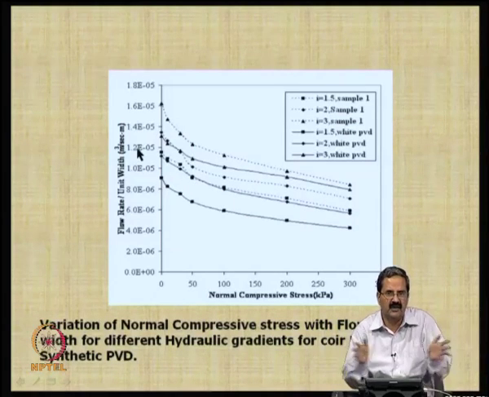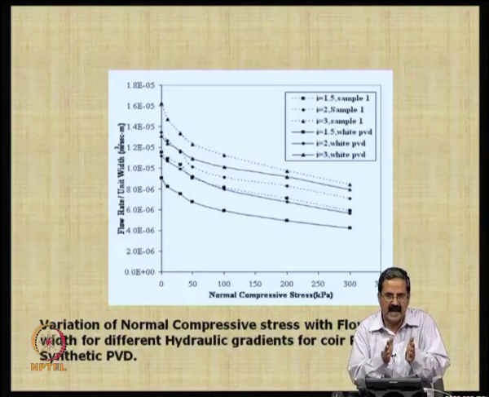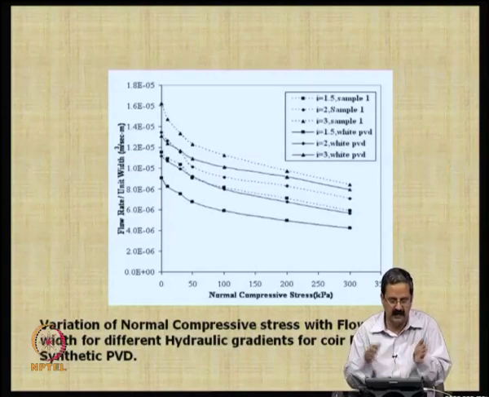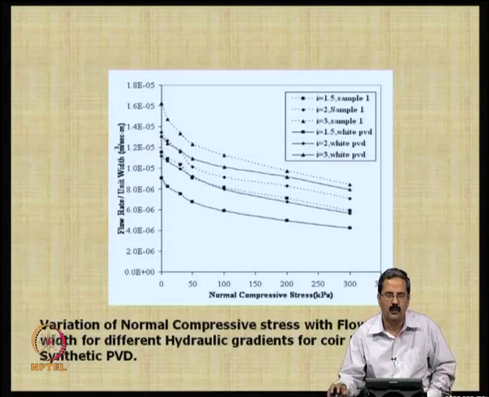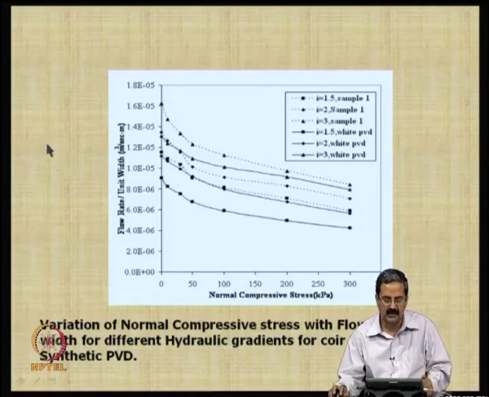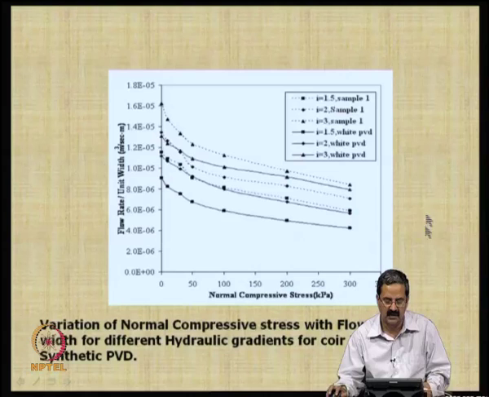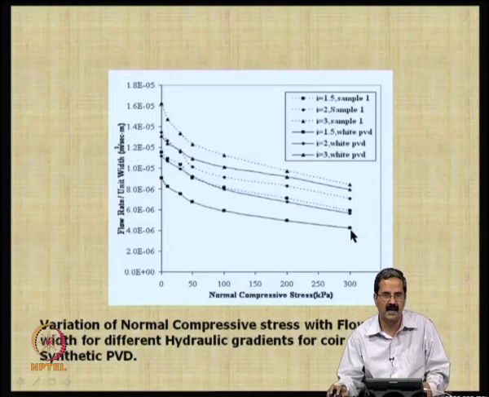Compressive stress in the field: you put a drain, but there is some load acting on it, which we say is K naught times sigma V or whatever. So you look at those things also, because you want full flow properties established. At full depth also there should be flow. So we try to verify, and you can see that coir drains are really doing well.